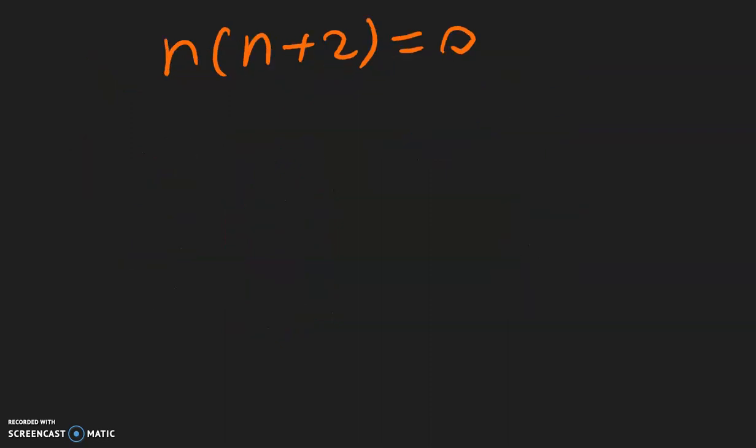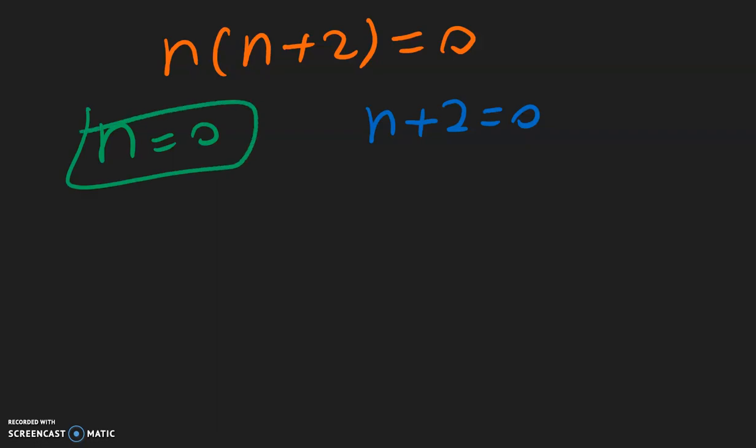For this example, our two factors are n and n plus 2. So we know to set each of these equal to 0. So the first one, we already have the answer, n is equal to 0. There's nothing to solve. n is already by itself. For the second one, we can do this in our heads, n plus 2. So move the 2 to the other side, becomes a negative 2. And so there's no coefficient to divide by, so that is the answer, n equals negative 2.